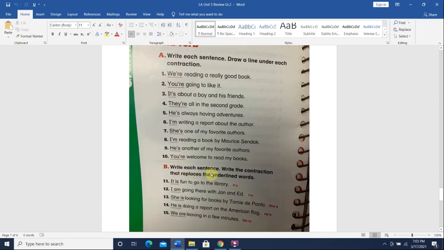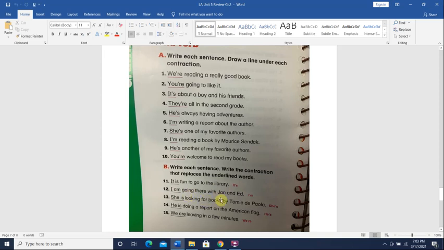Okay, write each sentence, and write the contraction. I want you to write the contraction of the underlined words, okay? And to replace it with a contraction. So, it is fun to go to the library. It is will be the contraction it's. How do we write this? We write the first word it, and then I take out the I and replace it with an apostrophe, and then I put S. So the apostrophe takes the place of the missing letter. Which letter is missing here? I. So that's how you write it's.